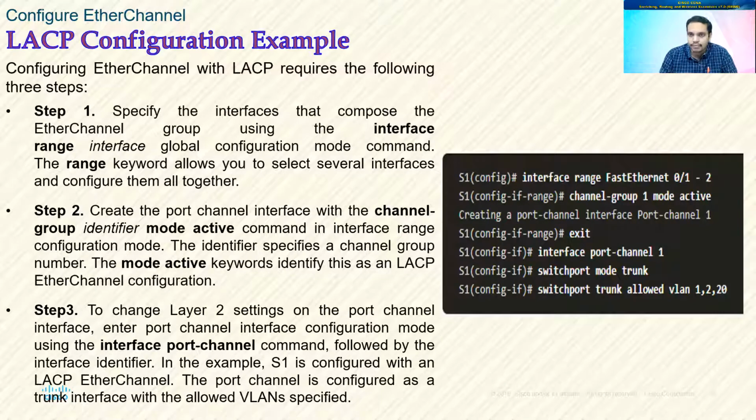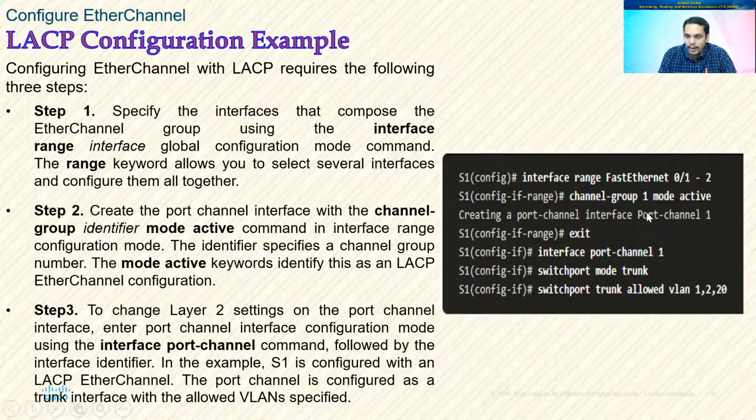Now check this out. Here on a switch, what I'm trying to do is create an EtherChannel by binding two physical interfaces, F0/1 and F0/2. For that, I first enter the command interface range FastEthernet 0/1 to 2. This is the range command. Then I type in channel-group 1 mode active. This shows it is LACP, and this one is the identifier given to this logical interface. Exit. After that is done, I have now created a port-channel interface with the identifier 1.